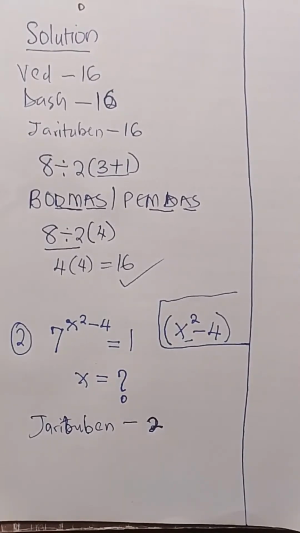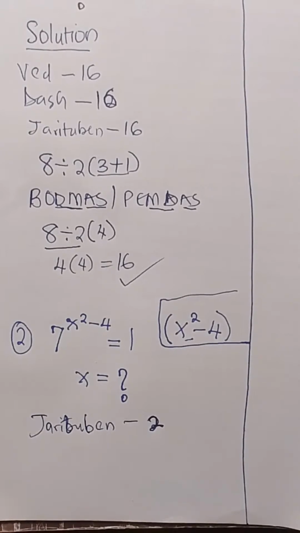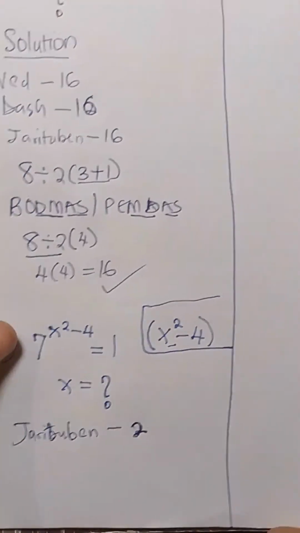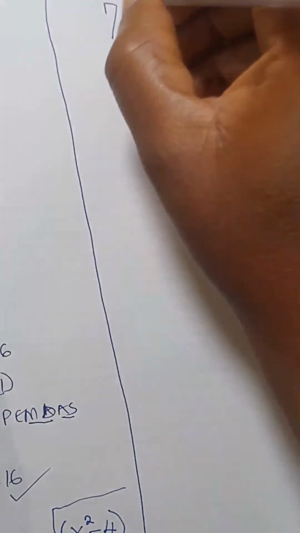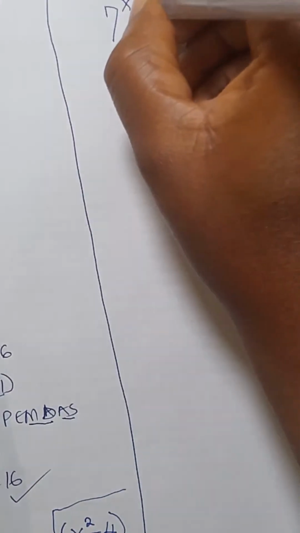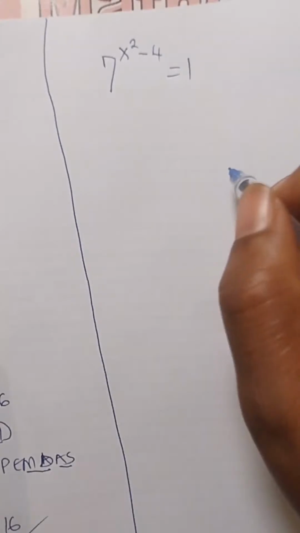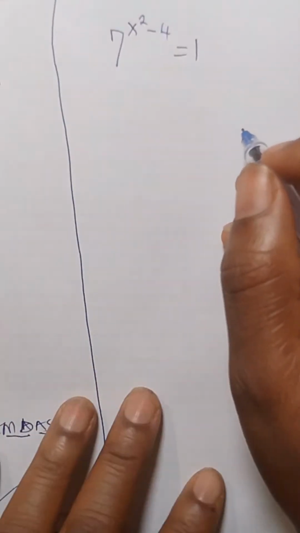All right, so more answers. Okay, no more answers. Let me solve this, and we'll drop another question immediately. To solve it, we have 7 raised to the power x squared minus 4 equal to 1. This question is from exponential equation.